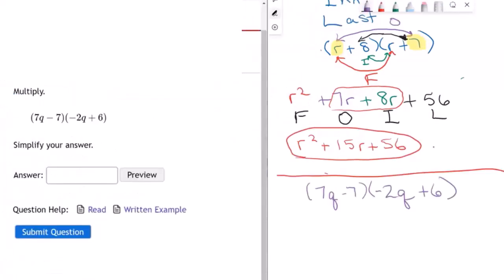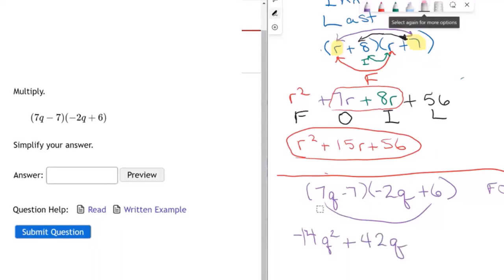We have first times first. Remember FOIL. It's an easy way to remember. First times first is minus 14q squared. Then we have outer times outer, 7q by 6. Yes, which equals 42q. Then I have inner times inner.